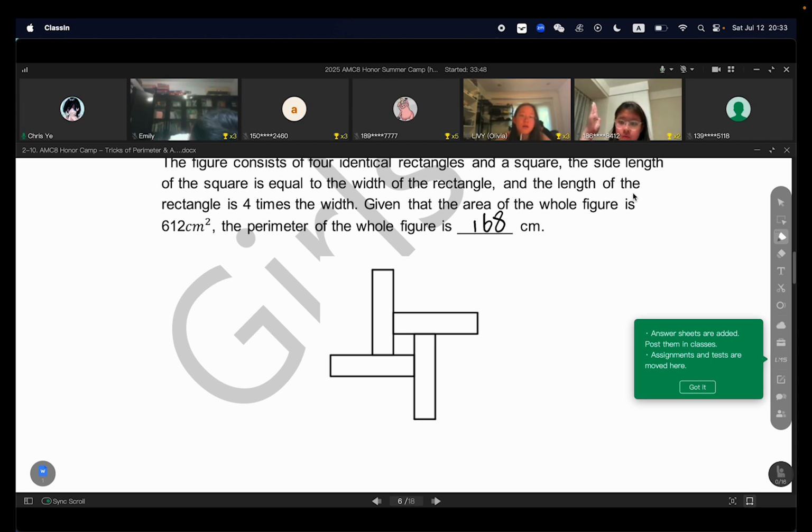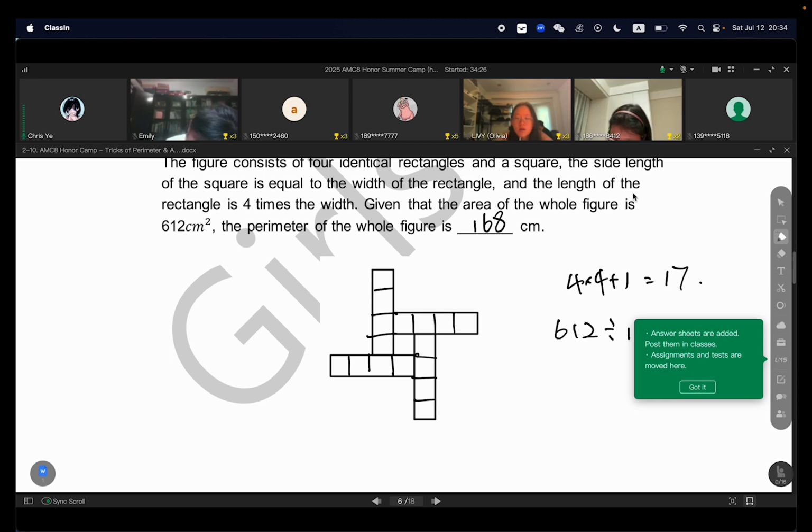So, firstly, we know that the side length of the square is equal to the width of the rectangle, so we can just divide the entire figure into many different squares. By doing that, it is 4 times the width, and do the same for everyone else. So the total amount of squares is going to be 4 times 4 plus 1 equals 17. And the area of the whole figure is 612. So the area of one square is 612 divided by 17, which is 36.